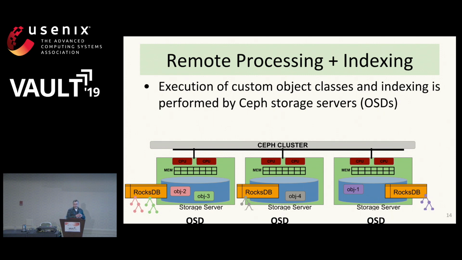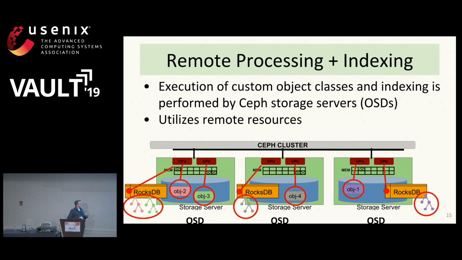So what do we mean by remote processing in this case? We want to be able to execute custom object classes on the OSDs, or the storage servers. Again, we have the picture of the storage servers here. These are object storage devices, in other words. And local to every storage server, there's a RocksDB instance, and that's where we might want to put both indexes and other metadata.